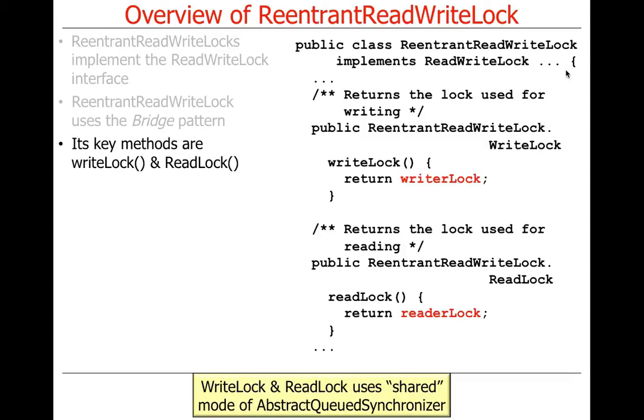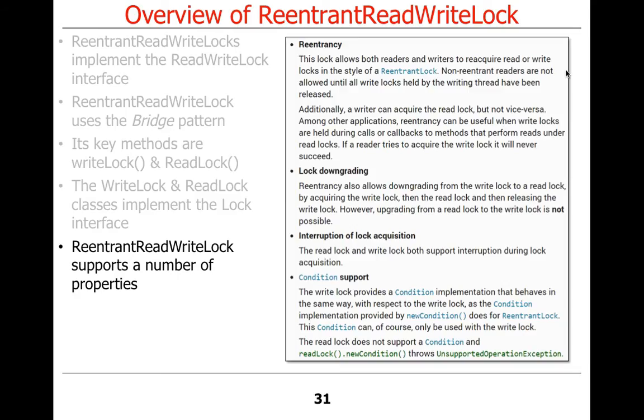Now, as we see when we look at the implementation, write lock and read lock, these classes here, they use the shared mode of abstract queued synchronizer. So when we looked at abstract queued synchronizer, remember the framework we looked at last time that we used for reentrant lock? We looked at the exclusive mode there, because exclusive mode is what's used to give exclusive access. They also support shared mode, and shared mode is what allows them to support a readers and a writer model. So we'll look at that in more detail when we go through the code.